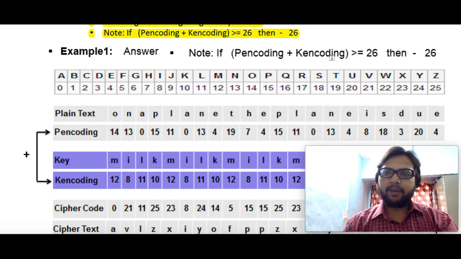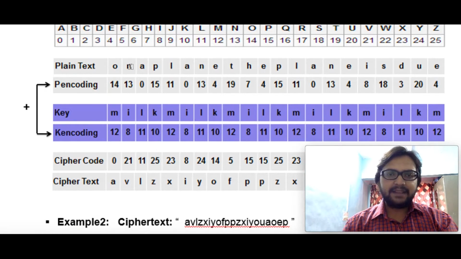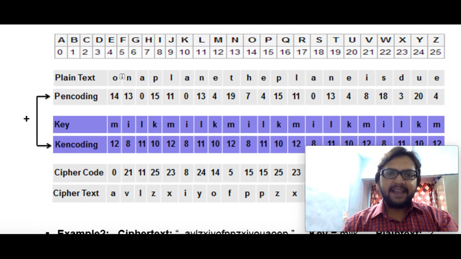What we mean by pen coding and ken coding, we are going to discuss here. This is our message which we are going to write here: on a plane the plane is due. We are going to replace each alphabet present in our message with the number we have assigned in this table. As you can see, we have O in our message. With O, the linked number is 14. With N, it is 13. With A, it is 0. The same way, we replace each and every alphabet in our plain text with another number.